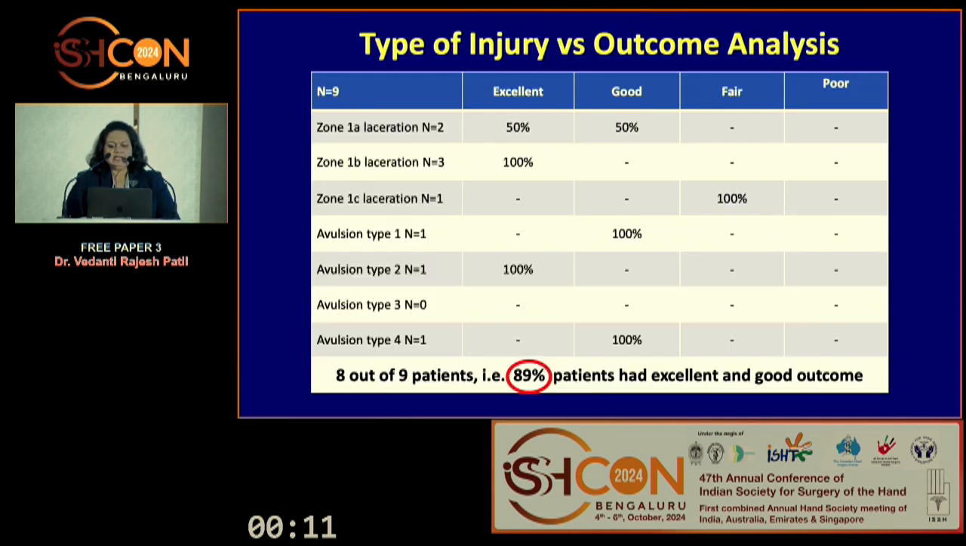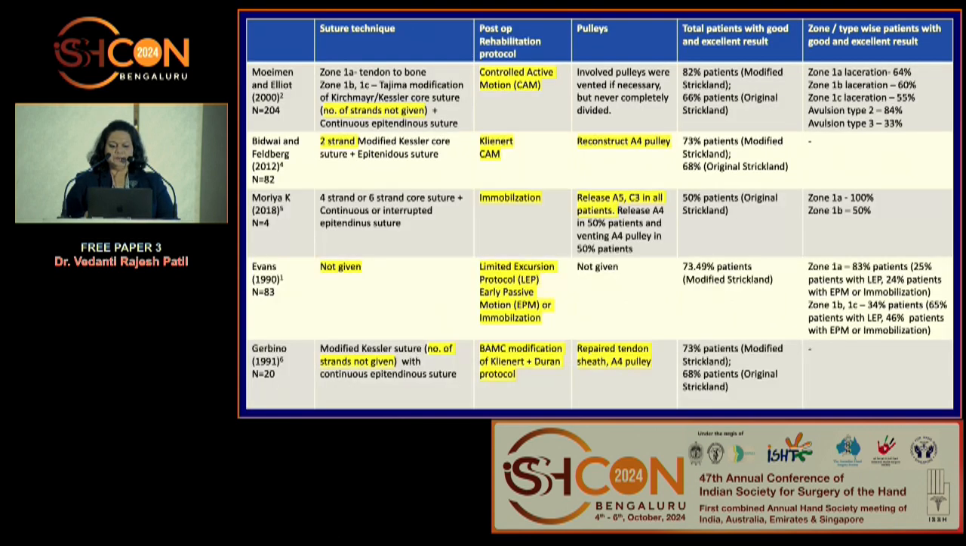So as you can see, 8 out of our 9 patients, that is 89% of our patients, had excellent and good outcome. The 1 patient who had a fair outcome was the one who had a concomitant crush amputation of his middle and ring fingers, which perhaps affected his final outcome in his little finger.